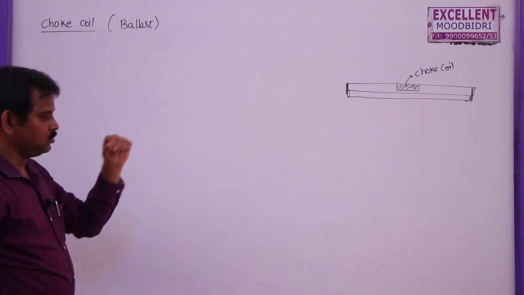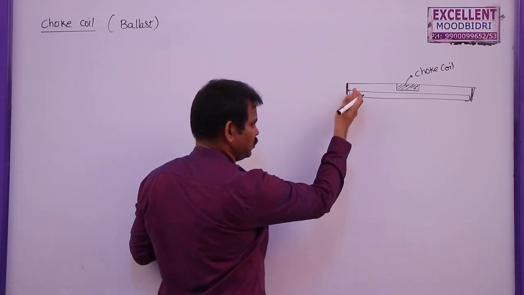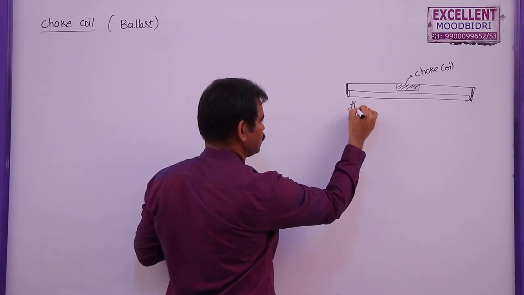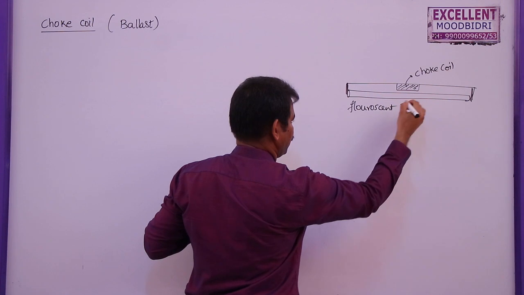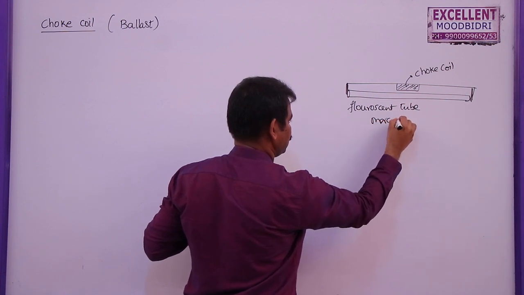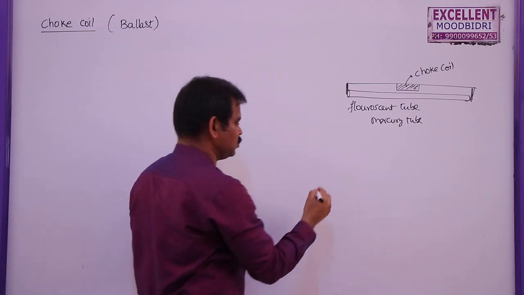So what is the use of choke coil and why is it used? Generally, if you take these fluorescent tubes or mercury tubes, if you connect them directly to an AC source, what happens?